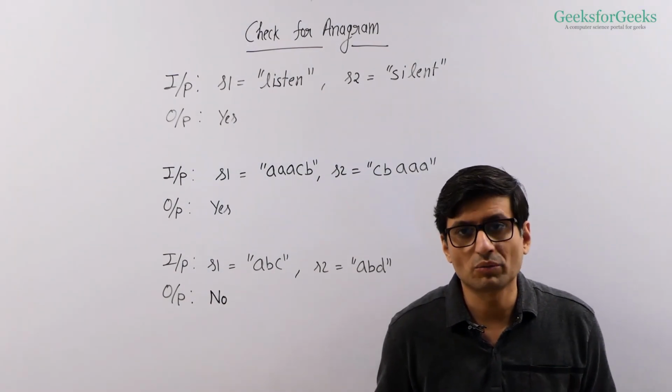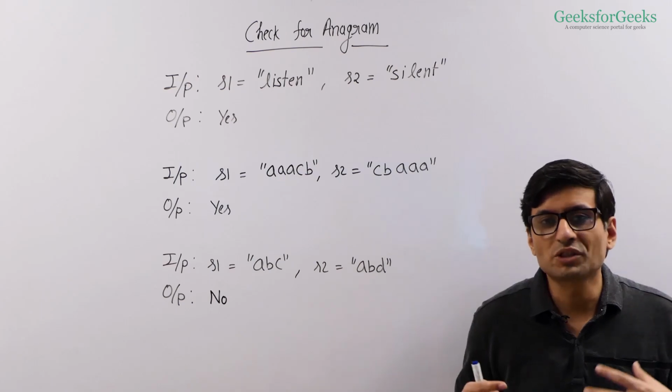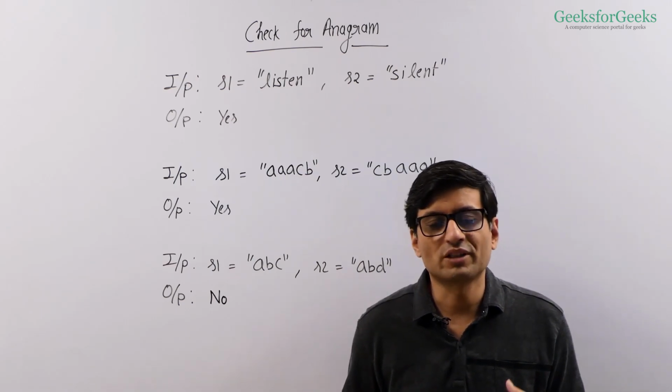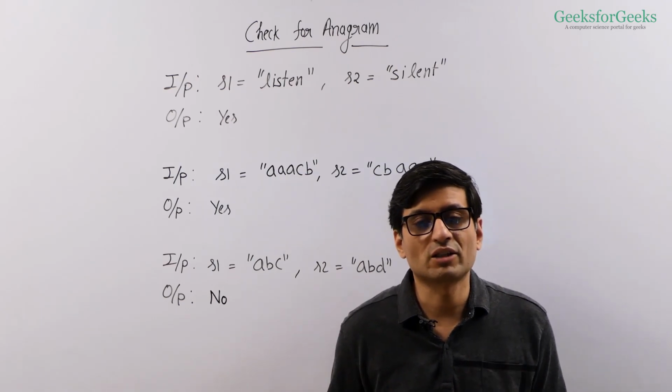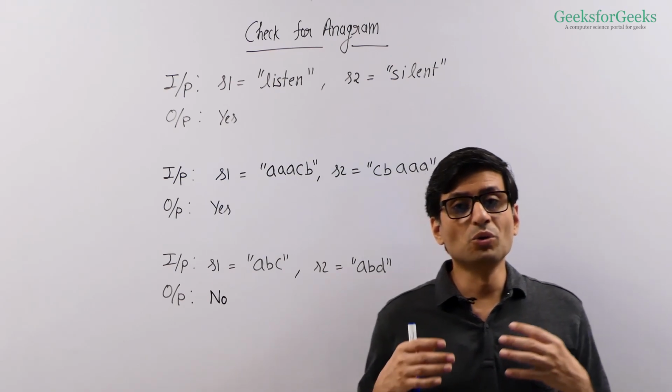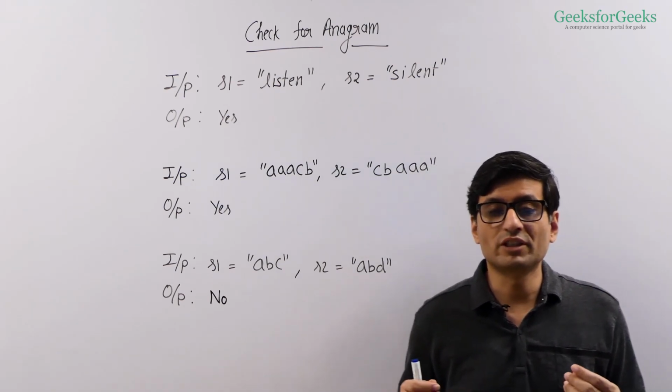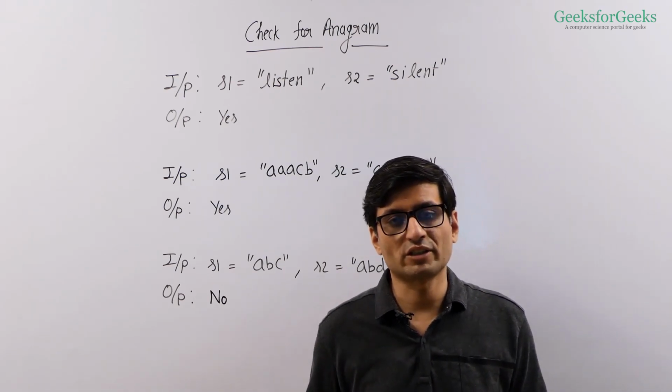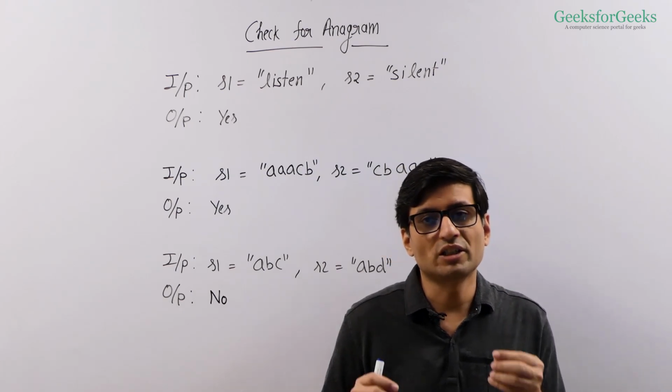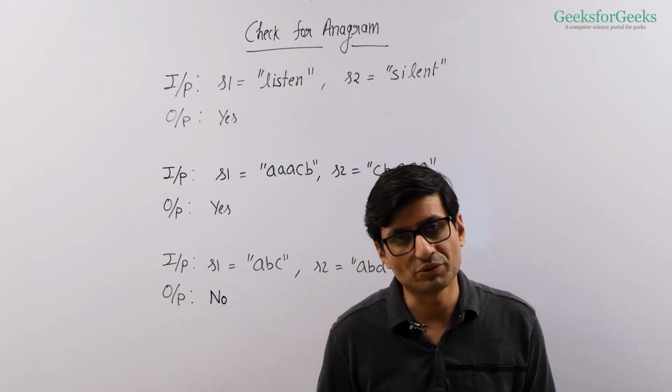Let us talk about this problem. We are given two strings. We need to check whether these two strings are anagram of each other or not. Two strings are said to be anagram if they have same set of characters. Every character in both these strings has same frequency.